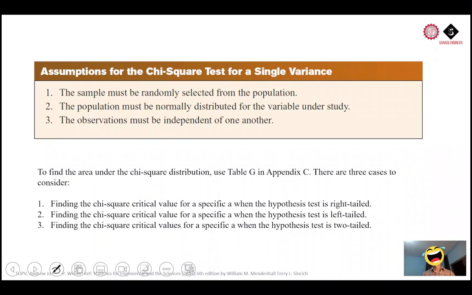Find the area under the chi-square distribution. Use table G, appendix C. There are three cases to consider. One, finding the chi-square critical value for a specific alpha when the hypothesis test is right-tailed. Two, for a specific alpha when the hypothesis test is left-tailed, and three, for a specific alpha when the hypothesis test is two-tailed. All right, let's do some problems.